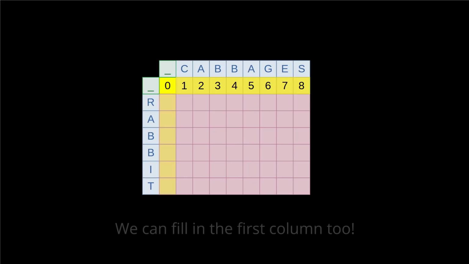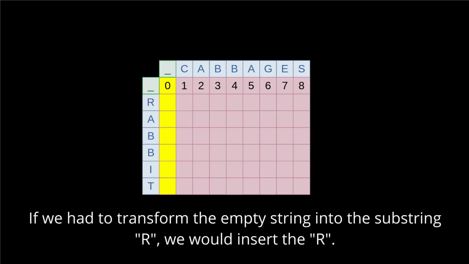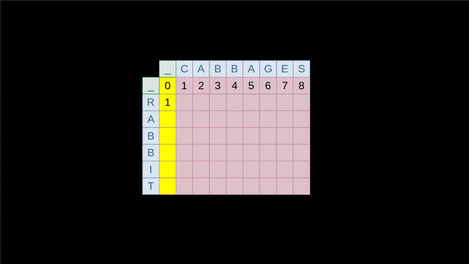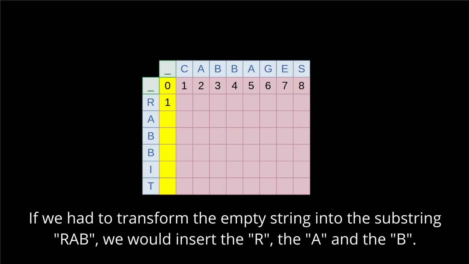The first column indicates how many edits are required to transform the empty string into some other string. If you've got to transform the empty string into the substring R, then the only way to do it is insert the R. So that's one edit. Likewise, if you want to transform the empty string into the substring RAB, then you've got to insert the R, you've got to insert the A, and you've got to insert the B.